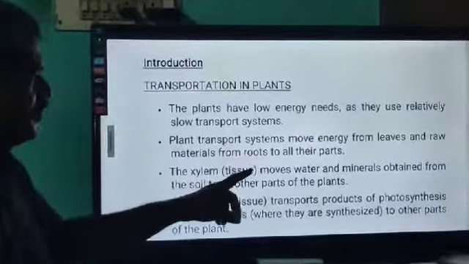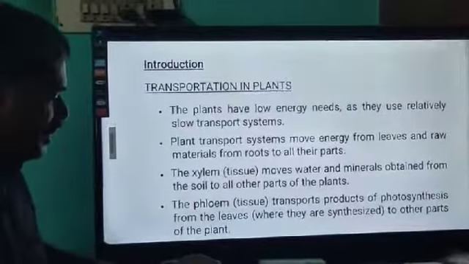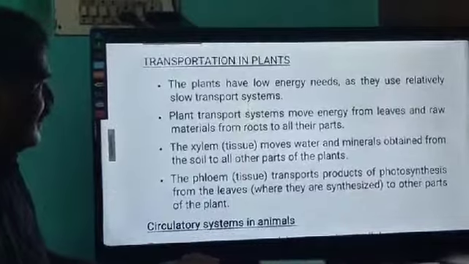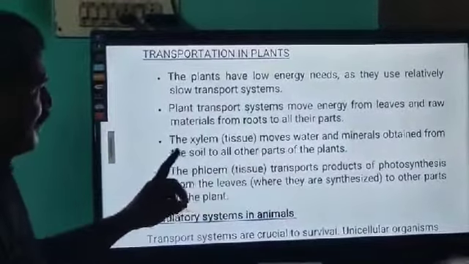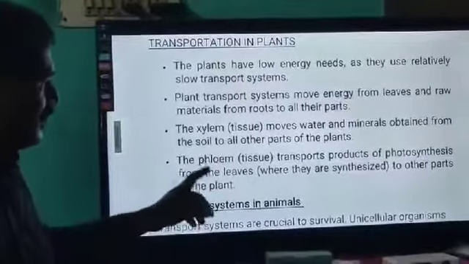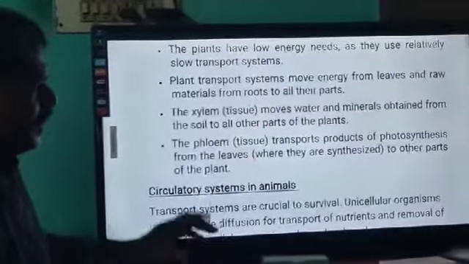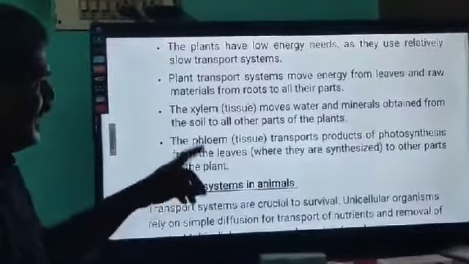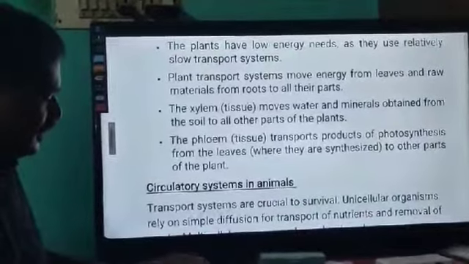Plant transport systems move energy from the leaves and raw material from the roots to all their parts. The xylem tissues move the water and minerals obtained from the soil to all other parts of the plant. The phloem tissue transports products of photosynthesis from the leaves where they are synthesized to other parts of the plant.